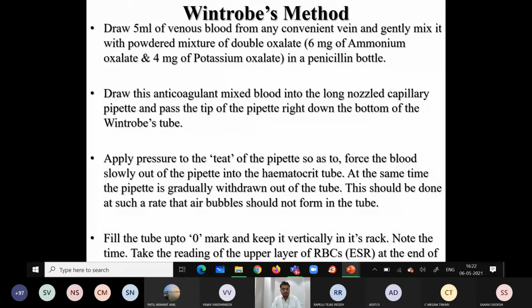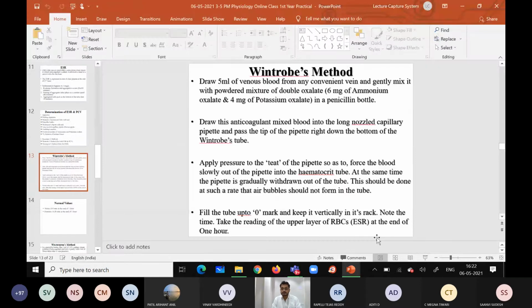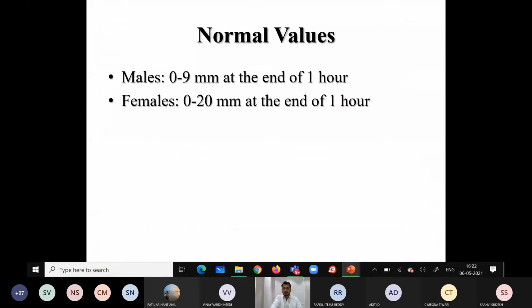Fill the tube up to 0 mark and keep it vertically in its rack. Note the time. Take the reading of the upper layer of RBCs at the end of 1 hour. Any confusion till now? This is the procedure as per Wintrobe's tube method of determining the ESR values.